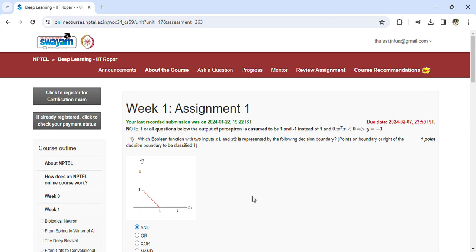Hi, coming to the first assignment of deep learning, and this is by IIT Ropar. There are many deep learning courses out there. This is specifically from IIT Ropar. So coming to the week 1 assignment questions.